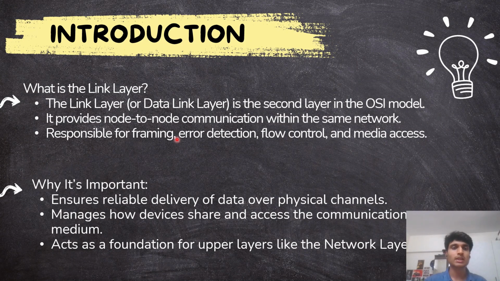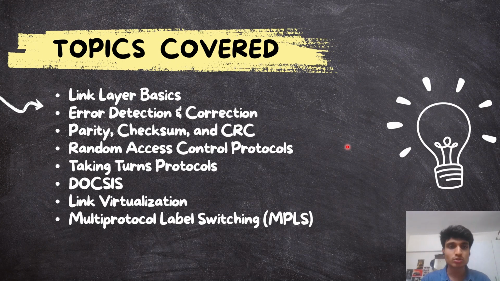So, introduction. The link layer sits between the physical layer and the network layer in the OSI model. Think of it as a traffic controller of the network. It ensures that the data travels smoothly between directly connected devices. It handles things like framing, breaking data into chunks, error detection, and deciding who gets to use the medium next. Without the link layer, our data would just be random electrical signals with no structure or reliability. So these are the topics we are going to cover in this video.